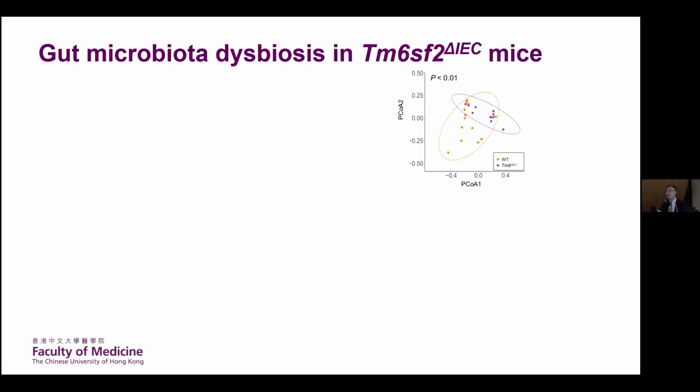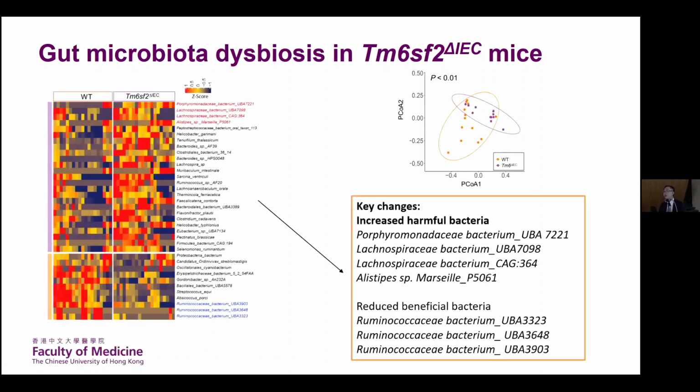Now, gut permeability is one thing. The other thing that is tightly related would be, of course, gut microbiota dysbiosis. This is the principal component analysis, clearly indicating that by knocking out TM6SF2 in the intestine, you would change the gut microbiota composition. Then we did metagenomic analysis and showed that the harmful bacteria are increased, including, for example, Porphyromonadaceae. But some of the beneficial bacteria, several strains of Ruminococcaceae, were downregulated.